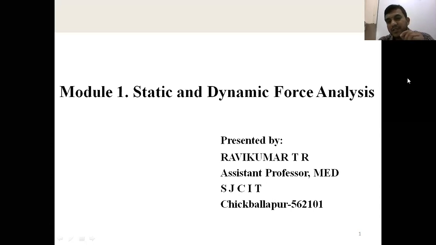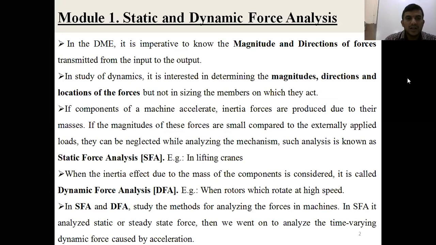Dynamic force analysis means when the body is under motion along with it accelerated. The body is accelerated. Then you go for determining the magnitude, direction, and location of forces acting on a body. That analysis is called dynamic force analysis. Right? Again, in detail, we'll study here.